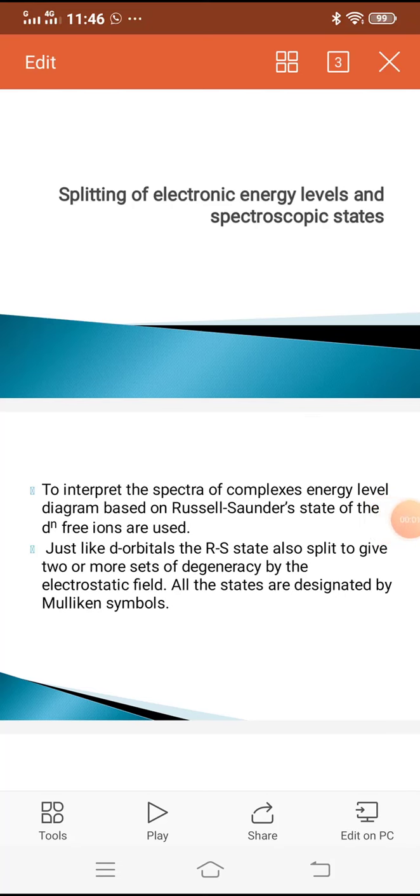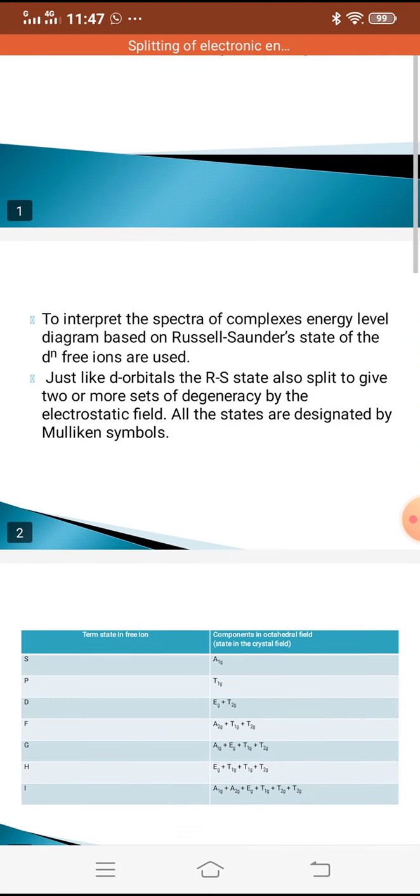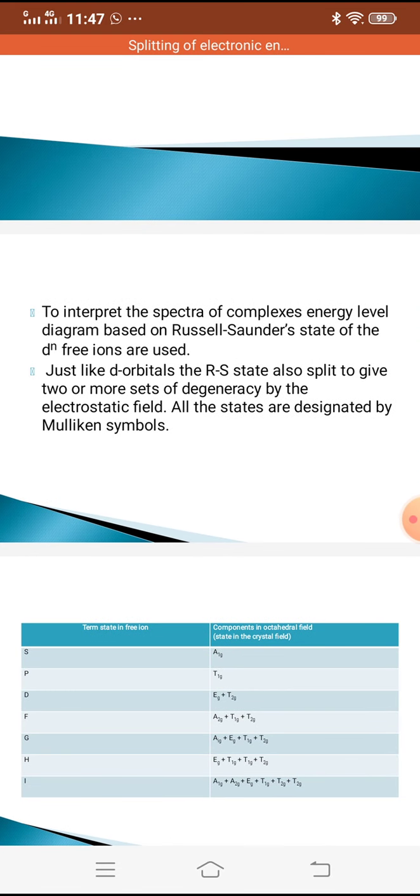Hi, let's see about the splitting of electronic energy levels and spectroscopic states. To interpret the electronic spectra of complexes, energy level diagrams based on the Russell-Saunders states of the d and free ions are used. Just like d orbitals, the RS state also splits into two or more states.